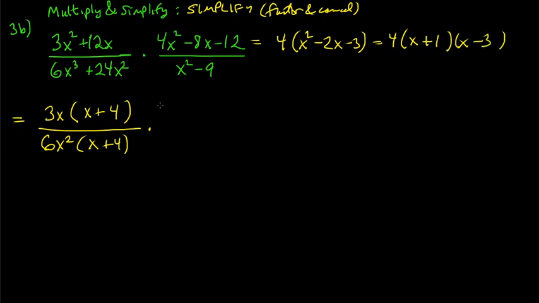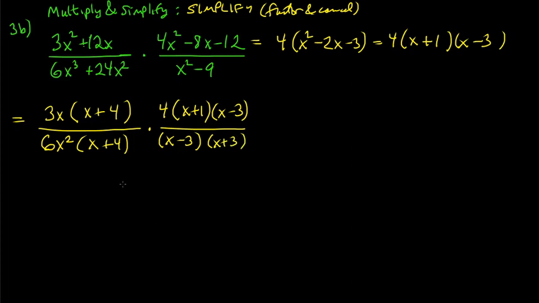So that's the second numerator. 4 times x plus 1 times x minus 3. The denominator should be easy. A squared minus b squared, right? It's just a minus b times a plus b.